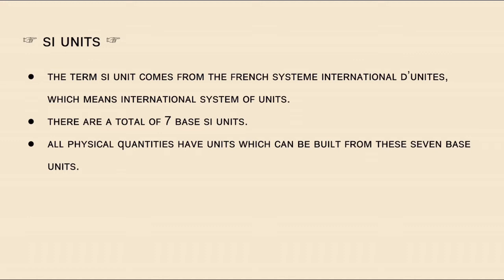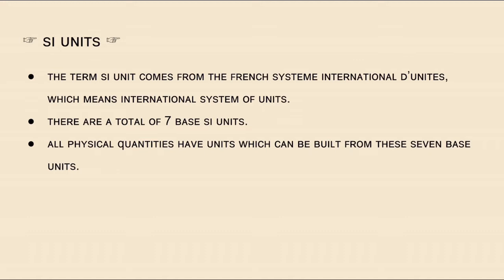Where does that word come from? Well, it comes from the French Système International d'Unités, also known as the International System of Units. There are a total of 7 base SI units. All physical quantities have units which can be built from these 7 base units. So it is possible to create a different set of units by defining a different set of base units.